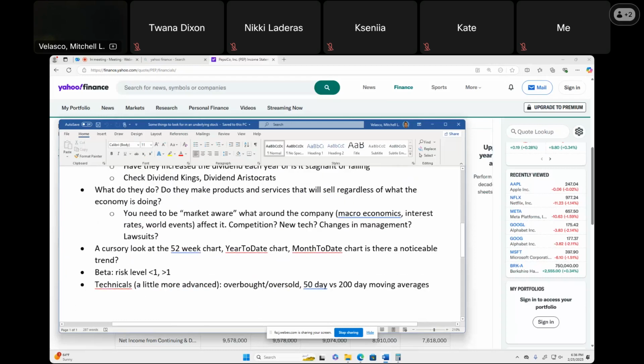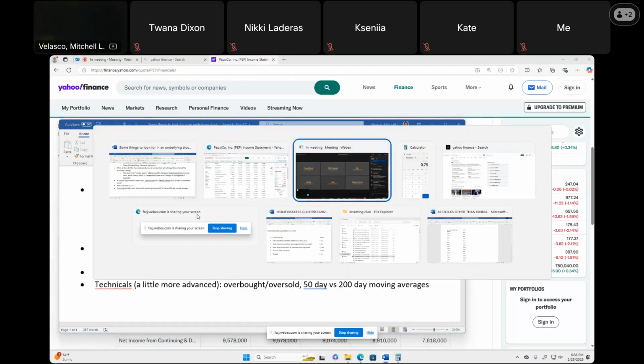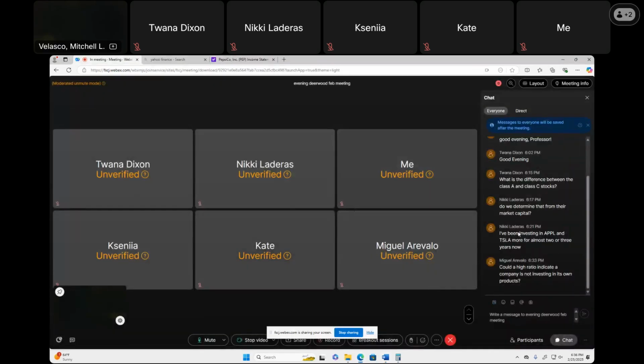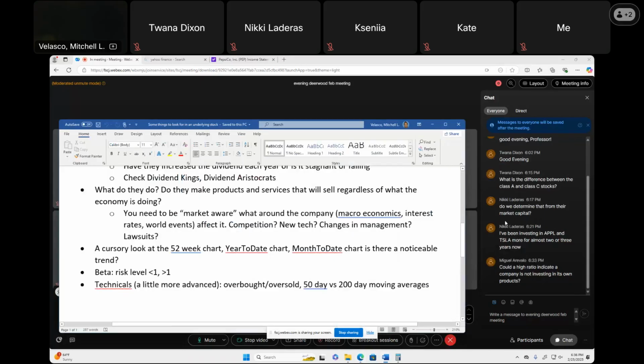Another bullet point relates to what they do. Do they make products and services that sell regardless of the economy? This is part of fundamental investing. This is when you actually care what the company does. So you're interested in the products and services, their competitive environment. I call it being market aware. How does external stuff affect your company?